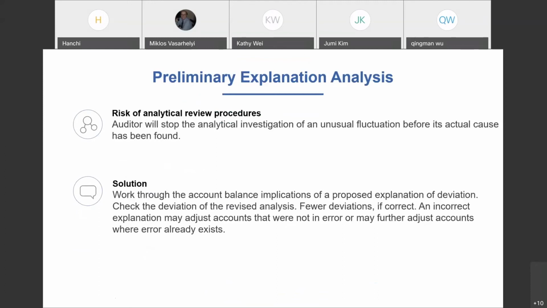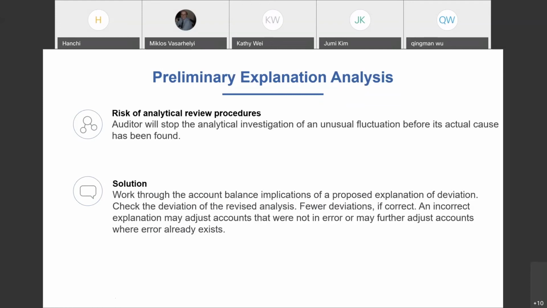Of course, all the analysis above is a good method. However, there is risk, so we need to do preliminary explanation analysis. The risk is that the auditor will stop the analytical investigation of an unusual fluctuation before its actual cause has been found. So what we should do is walk through the account balance implication of the proposed explanation of the deviation, and we should check the deviation of the revised analysis.